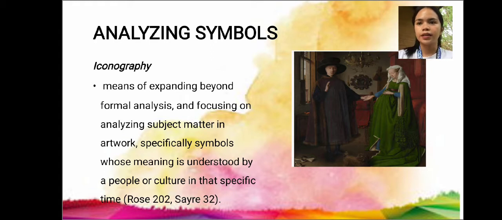So let's move on to analyzing symbols. First is iconography, a means of expanding beyond formal analysis and focusing on analyzing subject matter in artwork, specifically symbols whose meaning is understood by a people or culture in that specific time. So the artist used images to convey particular meanings. For example, in Christian religious painting, there is an iconography of images such as the dove that represents the Holy Spirit, or another example is the lamb, which represents Christ.